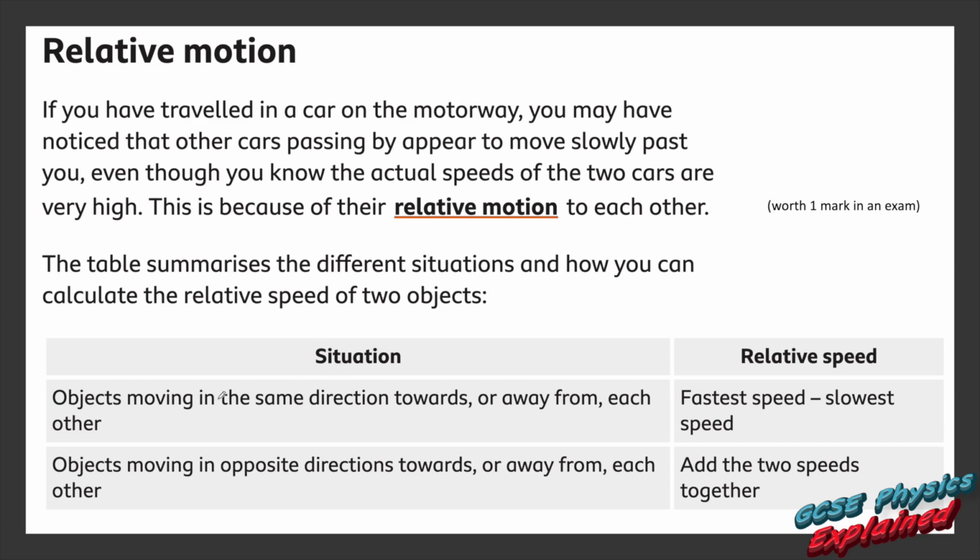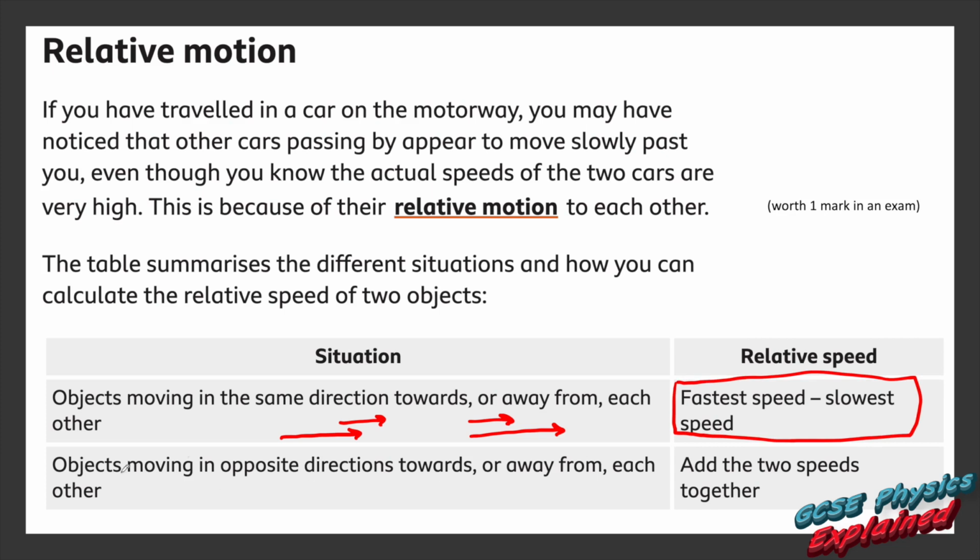So here's a little table. If you've got objects moving in the same direction towards each other, so you've got one car moving like that, but you've got another car which is traveling faster and it's coming up from behind, it's eventually going to catch you, so it's moving towards you. Or if this is you here and you've got another car next to you but they're traveling faster, they're going to start moving away from you. Right, in order to calculate that, what you do is take the fastest speed and subtract the slowest speed away from it.